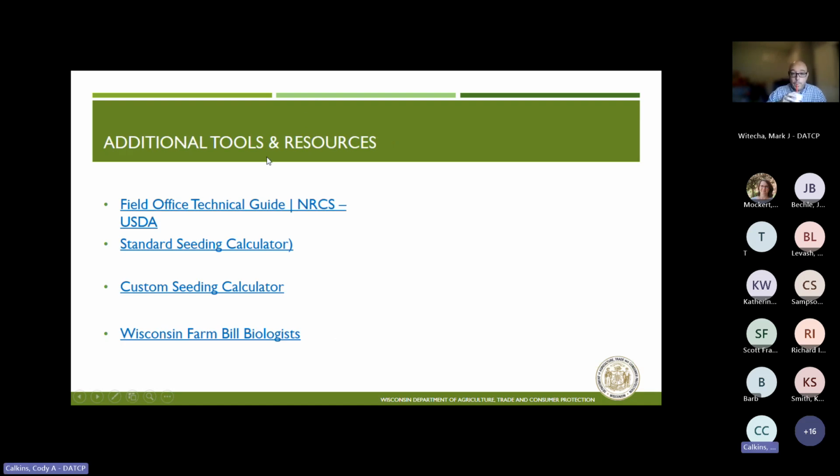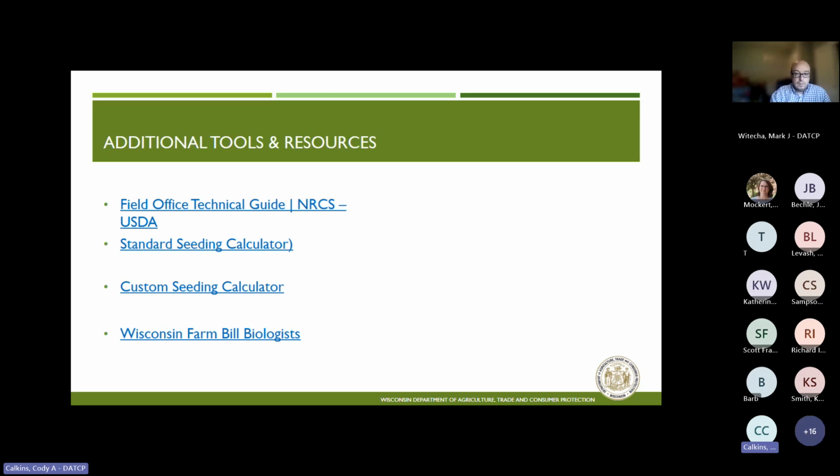Just some additional tools and resources. It's really hard to get to these seeding calculators from the links, so you'll need to navigate to them on the field office technical guide, which I will link. But there's a standard seeding calculator that when we're talking about filter strips, we're usually looking at some kind of critical area seeding. So if you go to the standard seeding calculator and fill it out for critical area seeding, you check your moisture regime and pick from that list. Those will get you to meet the standard at minimum. So take a look at those standard seeding mixes and see which ones fit best for the site and which ones fit best for that producer's needs for forage.